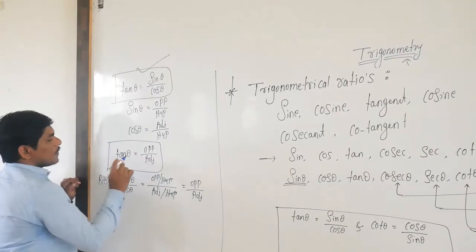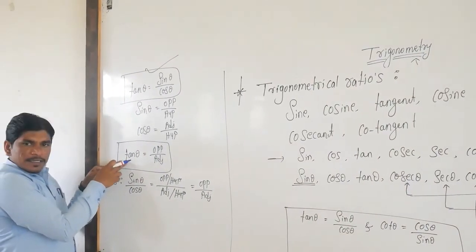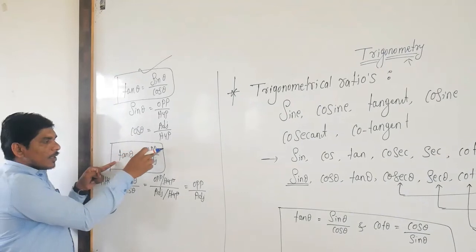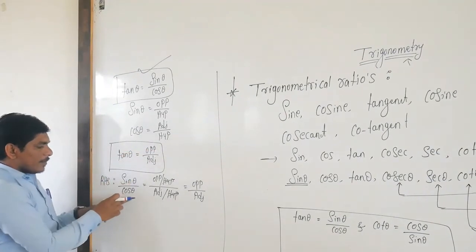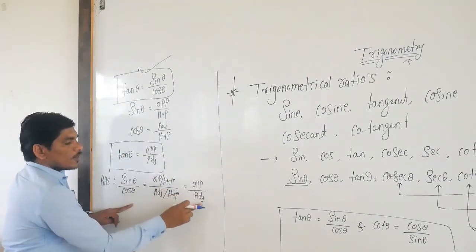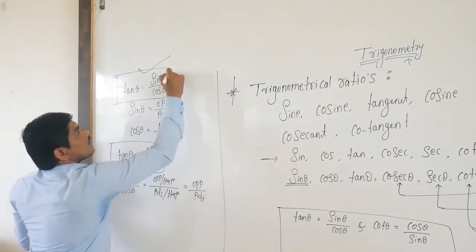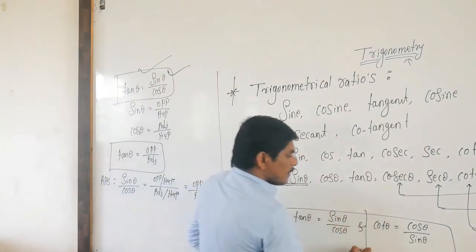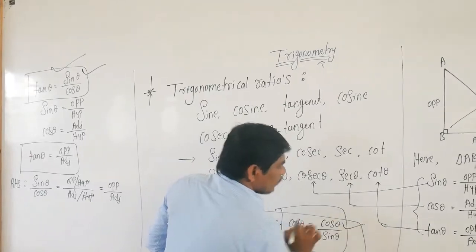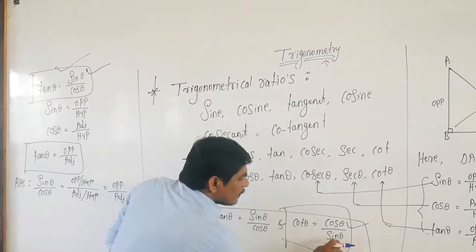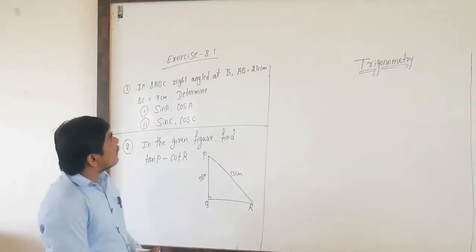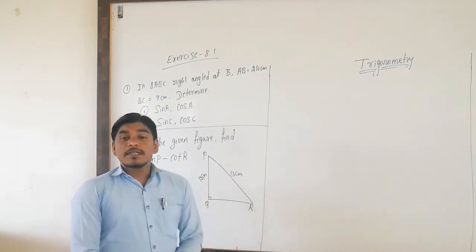Here you observe the LHS result. The LHS result is also tan theta is equal to opposite by adjacent, and sin by cos theta is equal to opposite by adjacent. It means this is true. Similarly, this result is also true. You just have to try this one. Next, problems on trigonometrical ratios.